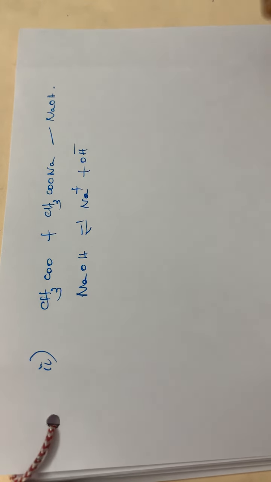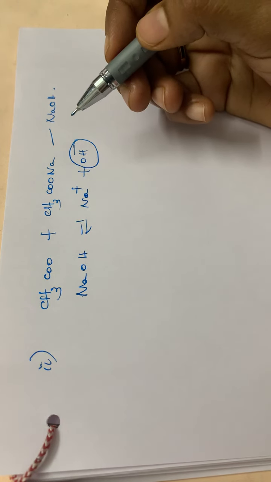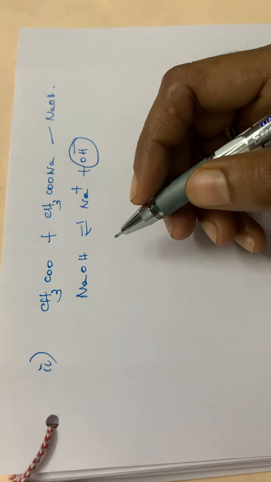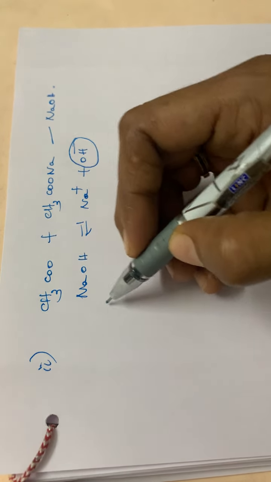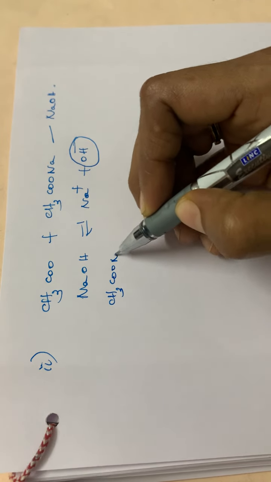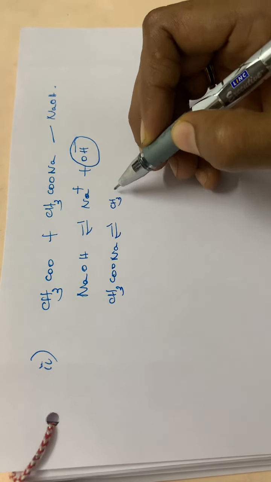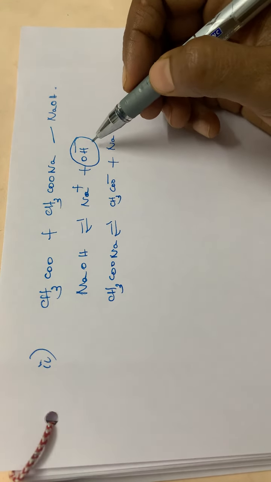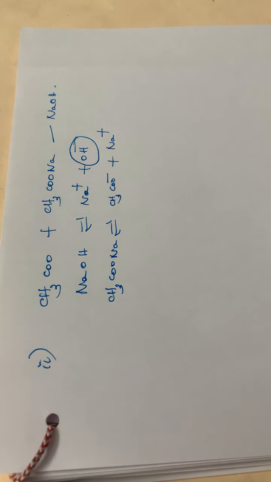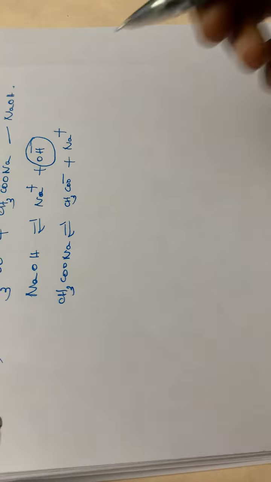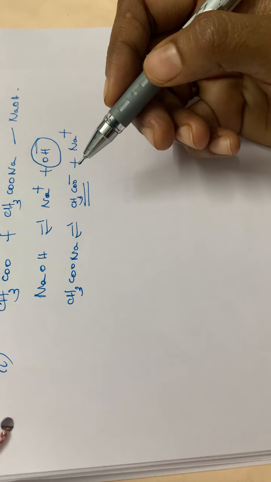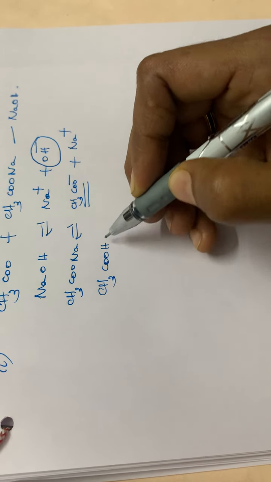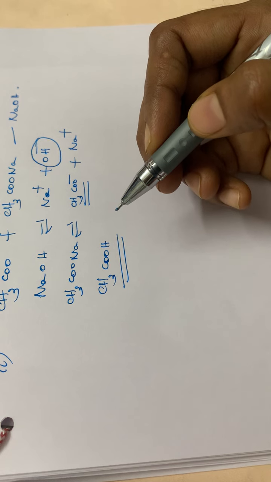Na plus and OH minus. Again, the solution will be having OH minus ions, isn't it? And also the CH3COONa, it will be ionizing as CH3COO minus plus Na plus. So the solution will be having CH3COO minus, isn't it? And also unionized acetic acid will be there. CH3COOH will also be there in that particular solution.